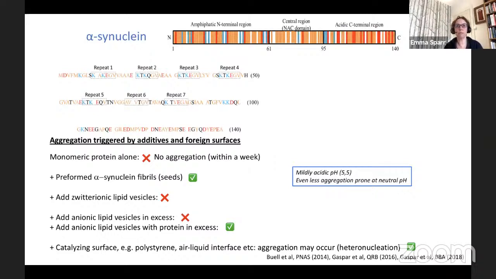I will focus on the protein that we work with most, and that is alpha-synuclein, which is 140 amino acids long. And it's associated with Parkinson's disease. Alpha-synuclein is maybe nice in a way. It is not very easily aggregating. If you have the monomeric protein alone in a situation where there are no surfaces where you can have heteronucleation events, the aggregation process is extremely slow. So you don't have aggregation within weeks. One can explain this by the fact that a nucleation event is the limiting step, and it's very slow.